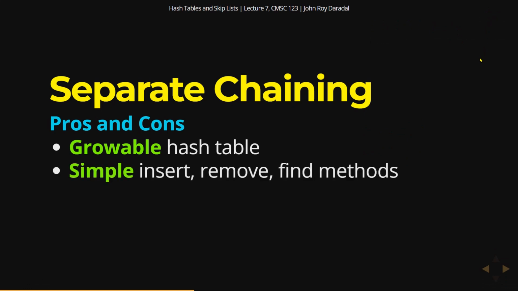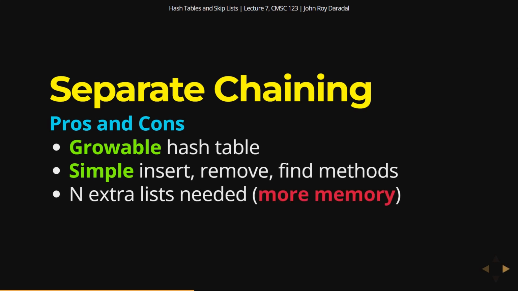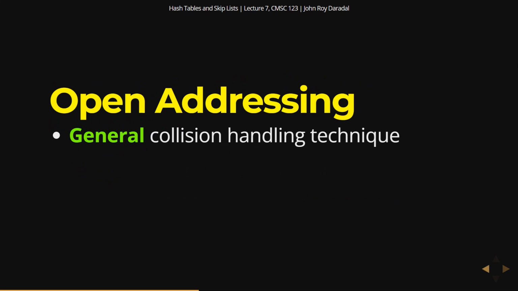It's also simple to implement the insert, remove, and find methods for separate chaining. However, the disadvantage is that there are n extra lists needed, so you have more memory consumption. Okay, because you need to have a list at each cell. So yeah, more memory for separate chaining. Okay, so that's separate chaining.